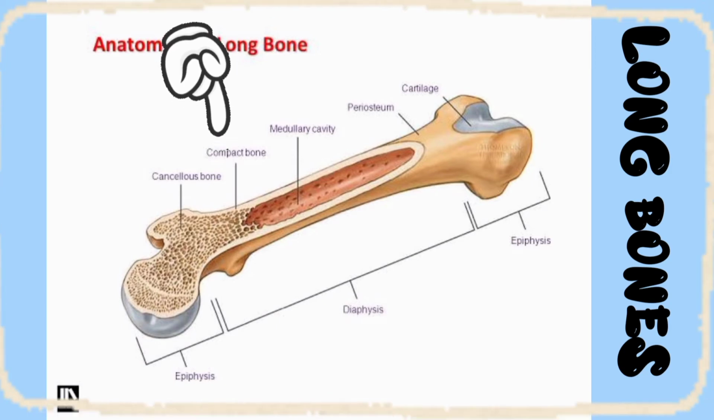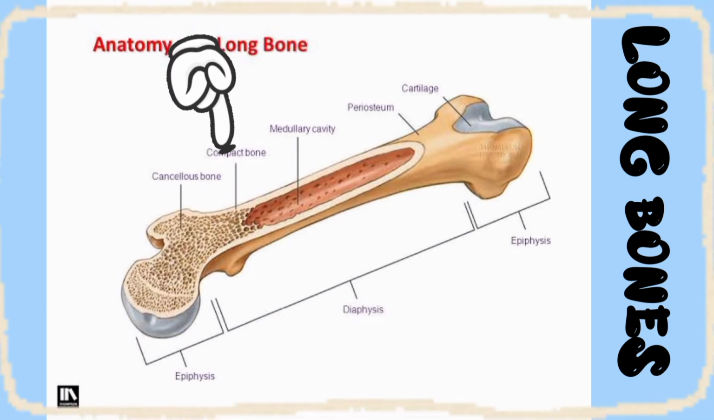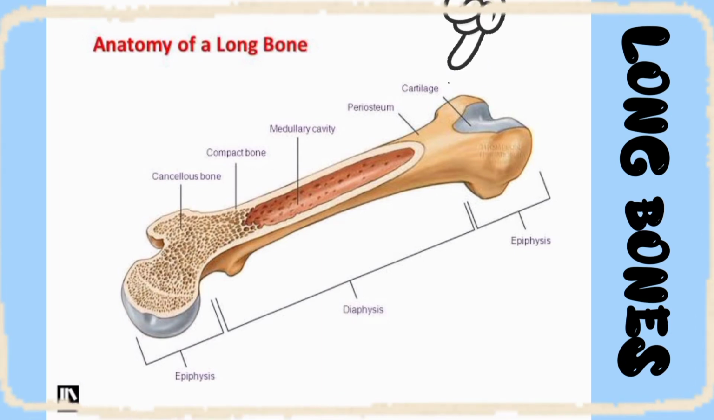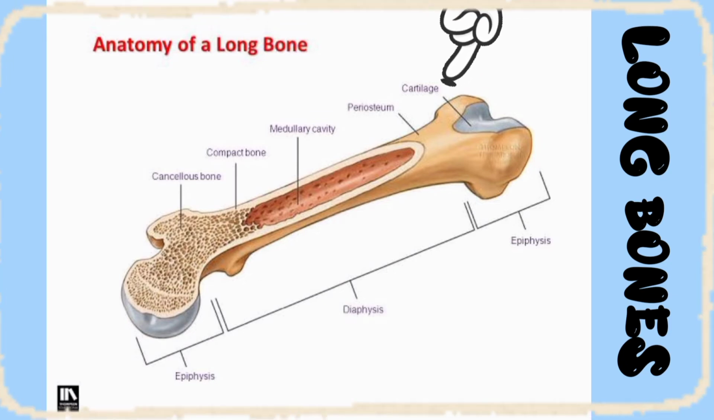So the compact bone provides the protection to the bone marrow. Next to that you can see the cartilage. The cartilage over here at the end of the epiphysis is termed the articular cartilage. The articular cartilage is present so that it can reduce the friction between the two bones.